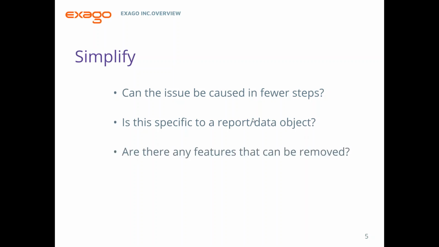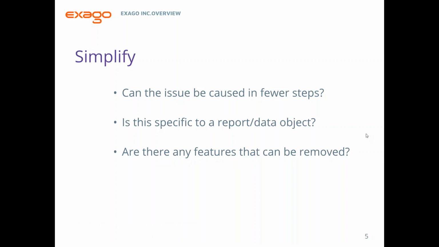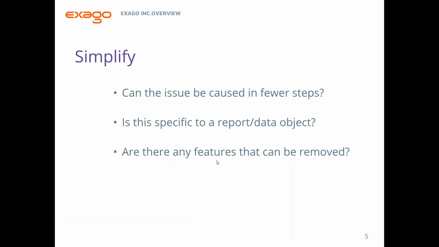And particularly, that goes not only for is it specific to reports or data objects, but can any features be removed? So if we're using maybe a server or action event, extensibility features we've talked about in past labs, could we disable those and see if the issue still happens? Often trying to disable a feature and seeing that an issue no longer happens helps us really simplify and target the issue. And with that, the last step is then target.